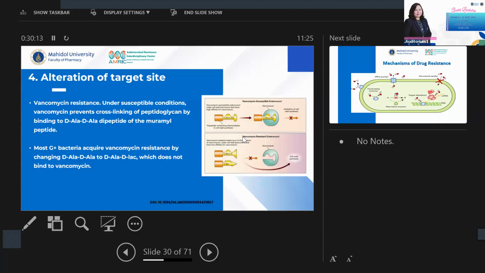Or what else? Resistance to vancomycin. Resistance to vancomycin mostly occurs in VRE and VRSA, right? Bacteria can produce an enzyme that changes the alanine, the binding site for the drug, to lactate, to D-alanine-D-lactate. This way, vancomycin cannot bind to the target, and we fail in the therapy here.